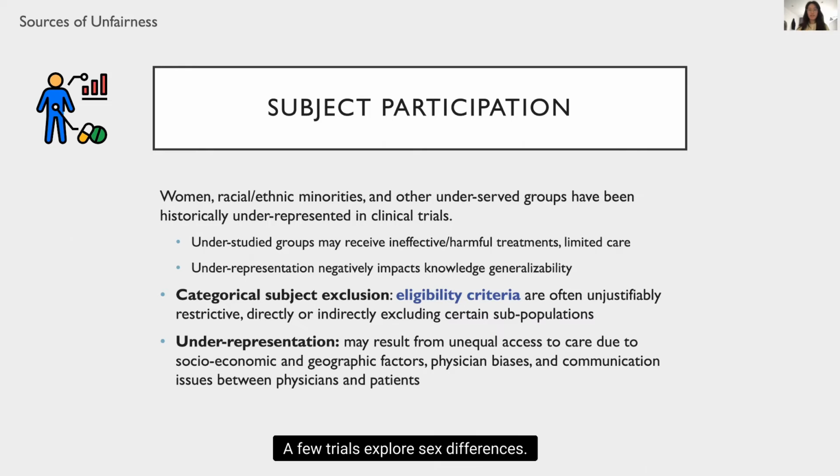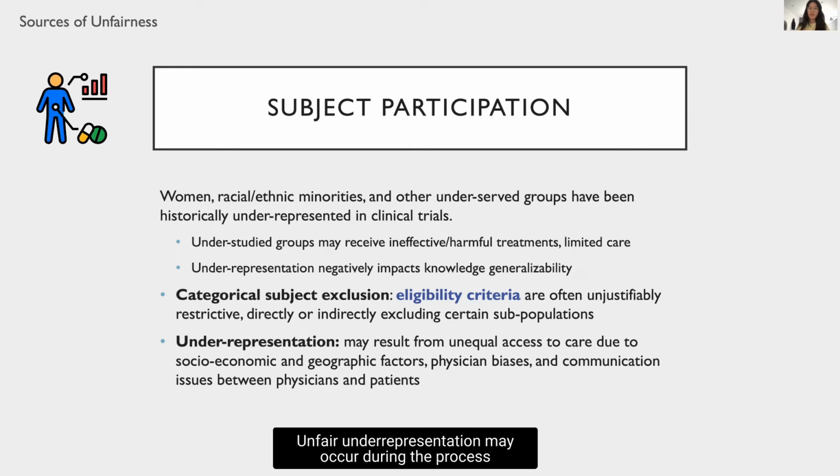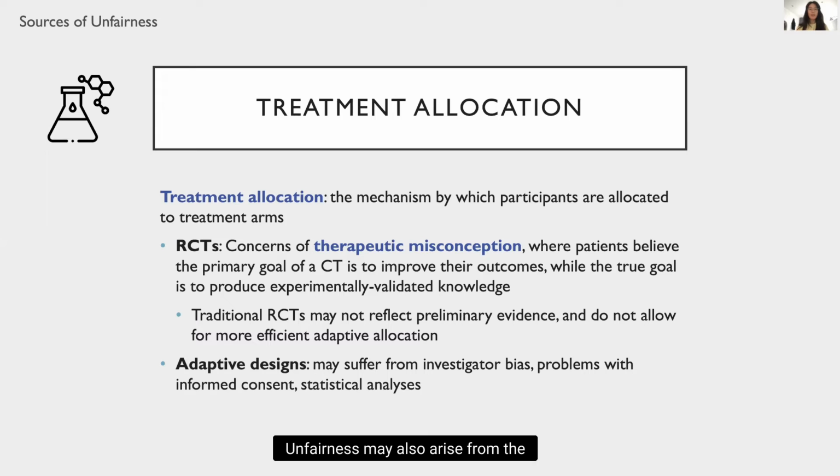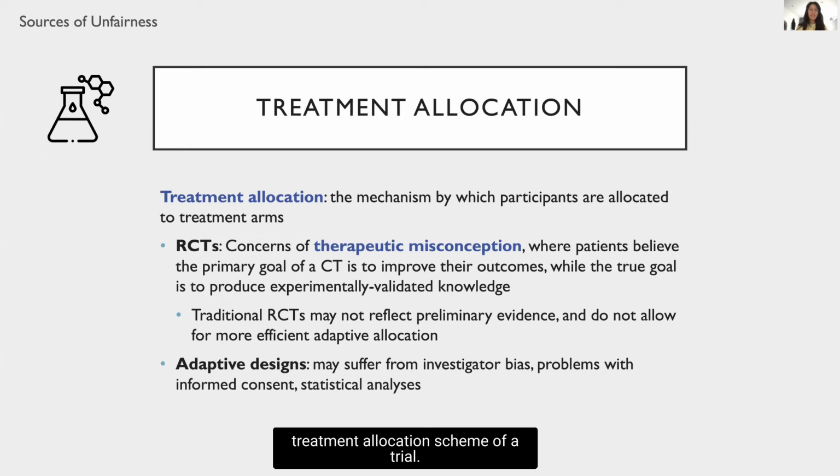sex differences. Unfair underrepresentation may occur during the process of subject selection, recruitment, and enrollment in a clinical trial, arising from explicit exclusion from restricted eligibility criteria or incidental underrepresentation caused by socioeconomic disparities, discriminatory practices, or communication barriers. Unfairness may also arise from the treatment allocation scheme of a trial.